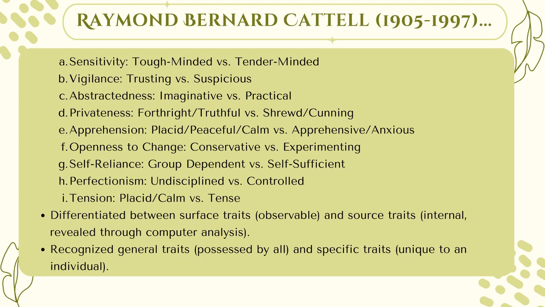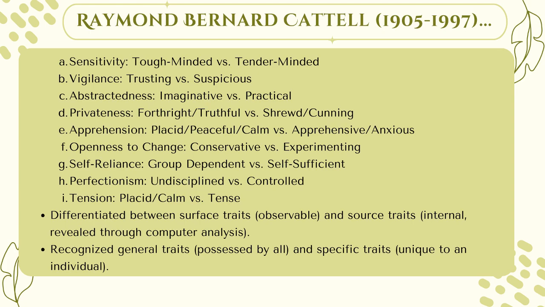13. Openness to change, that's conservative versus experimenting. 14. Self-reliance, group-dependent versus self-sufficient. 15. Perfectionism, undisciplined versus controlled. 16. Tension, placid, calm versus tense.